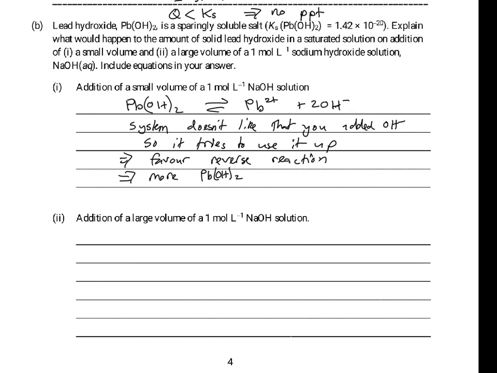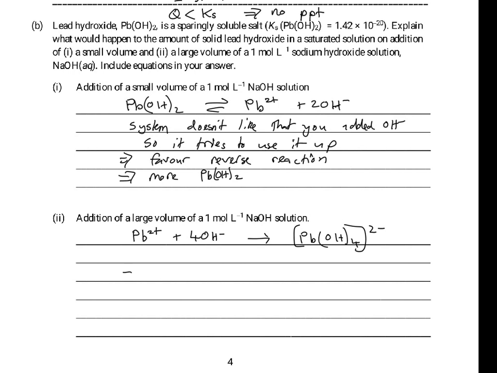Alright, number 2, addition of a large volume of 1 mole per litre sodium hydroxide solution. So when we use a large volume of sodium hydroxide solution, or you're talking about a high pH, you're getting into complex ion territory. Okay, so lead ions, if you have enough hydroxide, you can form a complex ion which looks like this. It's 1 lead ion, 4 hydroxide ions, lead's 2 plus, hydroxide is 1 minus. Because there's 4 of them, that gives you an overall charge of minus 2. Okay, so the lead ions can react with hydroxide to form the complex ion.